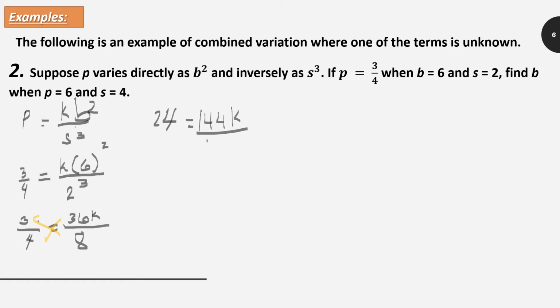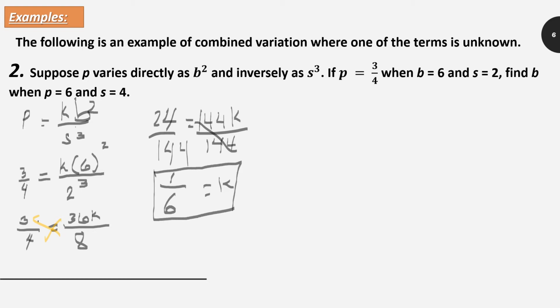144k. Divide both sides by 144. Therefore, ang k natin ay equal to 1 all over 6. So, yun po yung k. Pagkakuha natin yung k, i-substitute natin doon sa original equation. P is equal to 1 all over 6 b squared, B squared divided by S cubed.